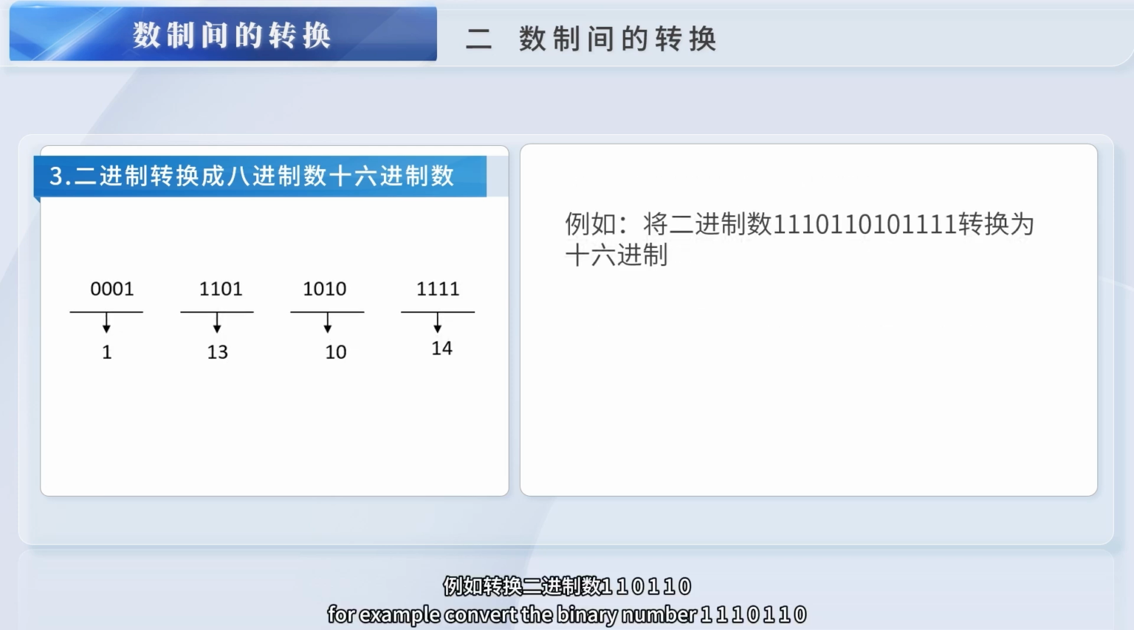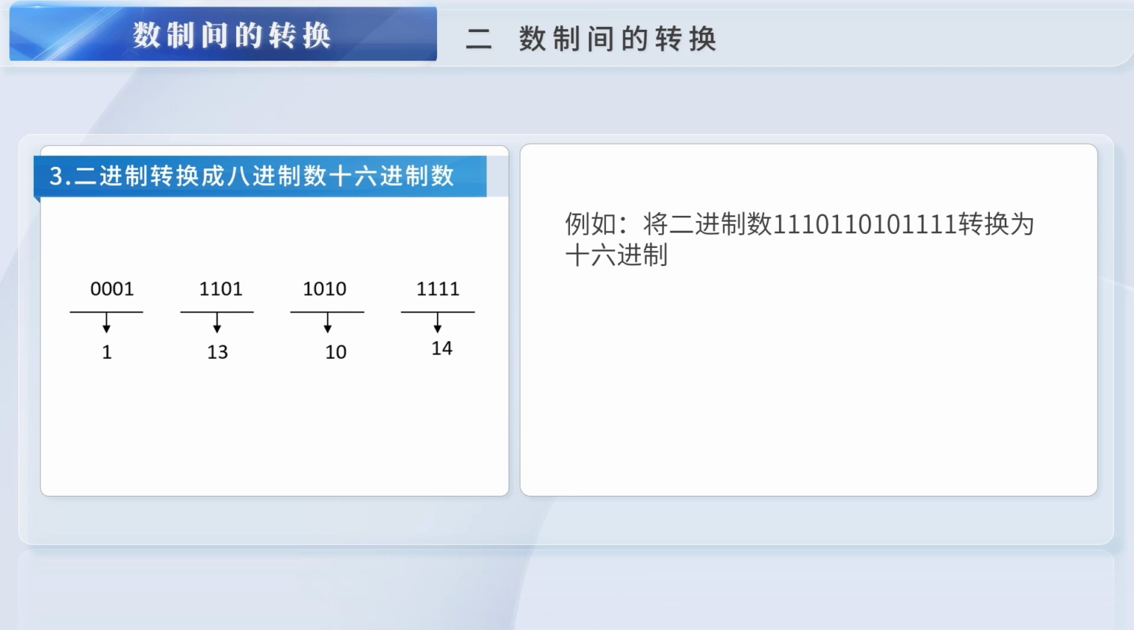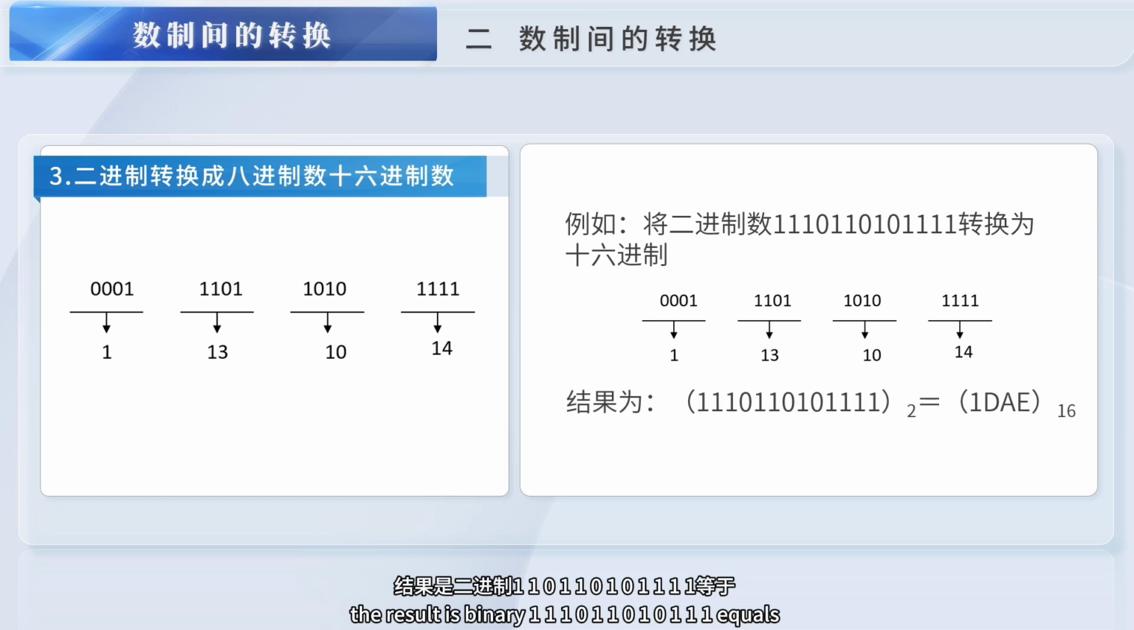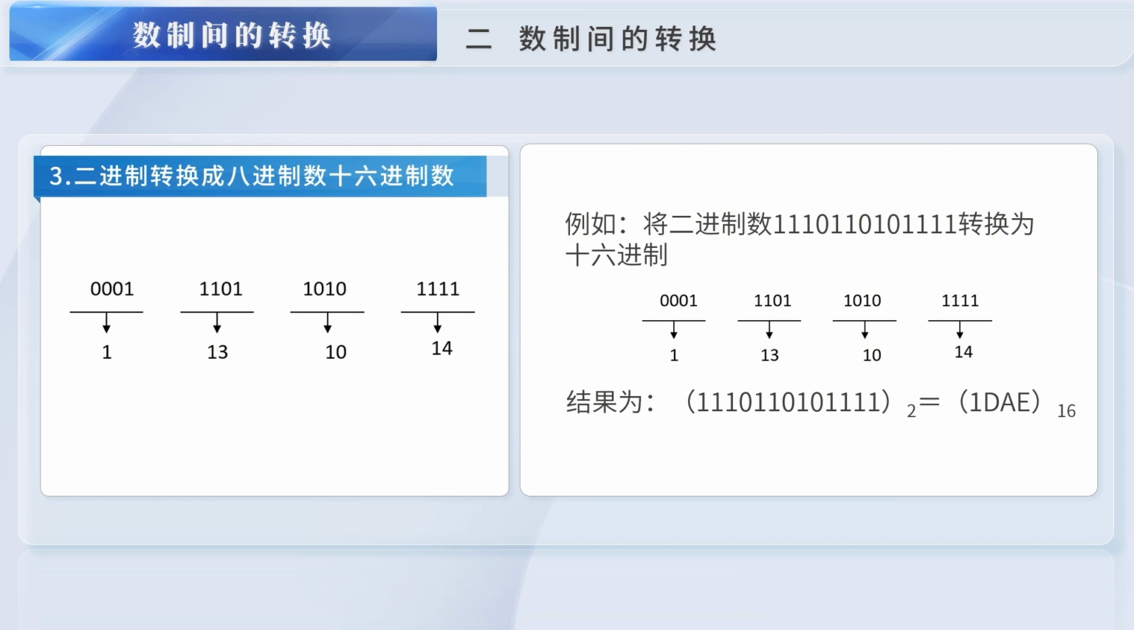For example, convert the binary number 11111111 to hexadecimal. The result is binary 11111111 equals hexadecimal number FF.